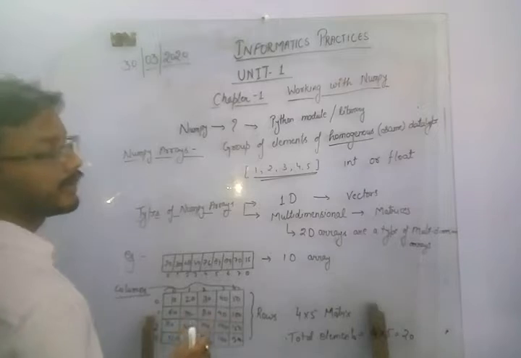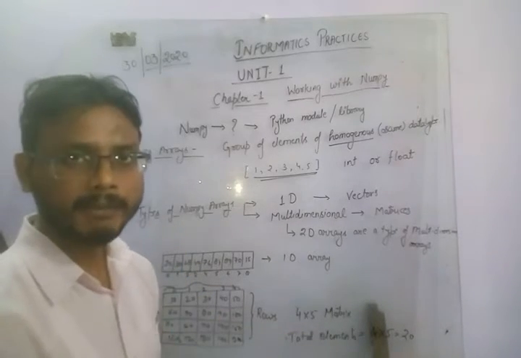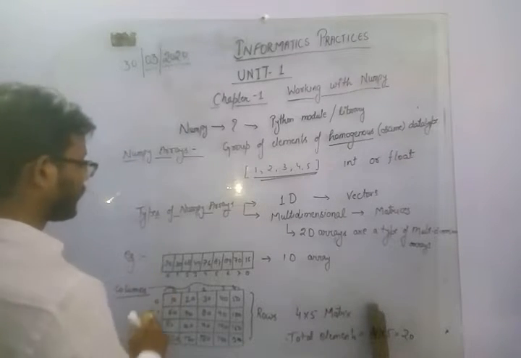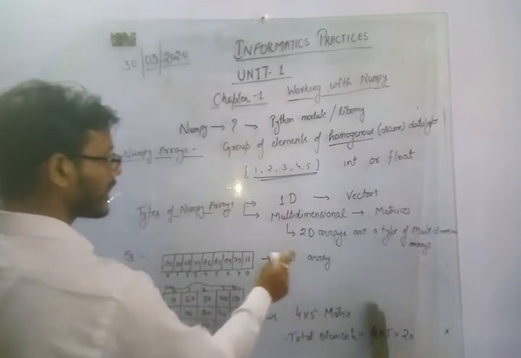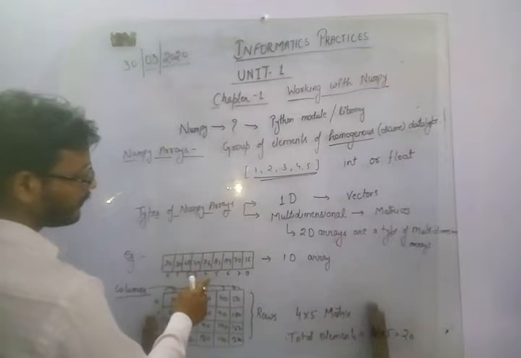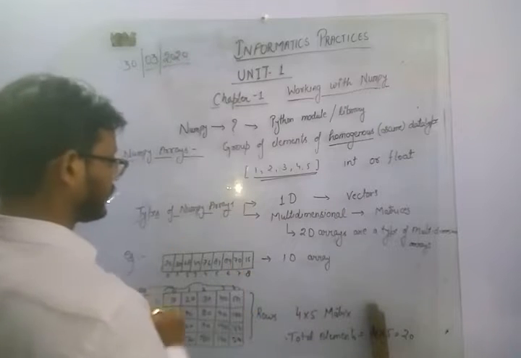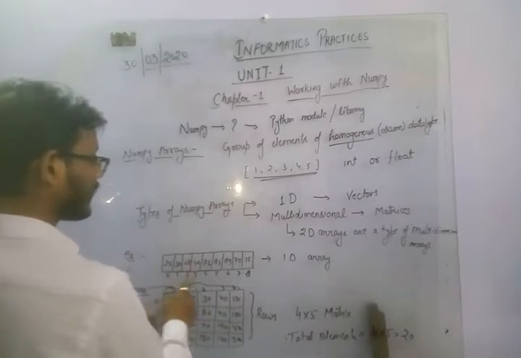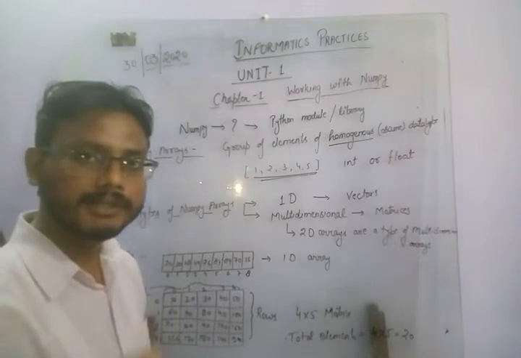The index value of any array, whether it is one-dimensional or two-dimensional, starts with 0. So the very first index of this one-dimensional array is 0, then proceeding 0, 1, 2, 3, 4, 5, 6, 7, 8, and 8 is here. So the total elements are 9, but the last index value is 8 because the index always starts with 0.